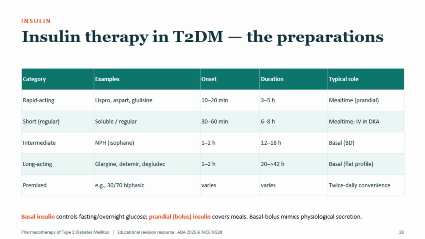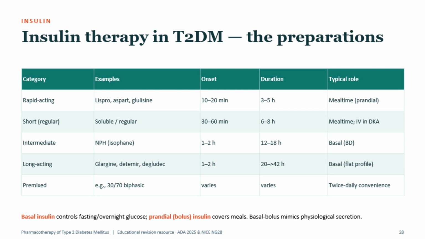Insulin. It can feel intimidating, but if you organize it by how fast and how long it works, it clicks. Rapid acting, like lispro and aspart, cover meals. Regular is the slower mealtime insulin, and it's your workhorse in DKA. And NPH is intermediate. The long-acting glargine and detemir give you a flat basal profile. And premixed splits the difference for twice daily convenience.